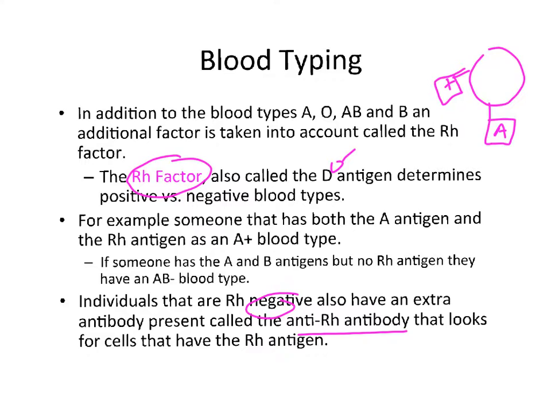And so B positive blood can't be given to a B negative person, because the negative person would attack the positive blood, but a B positive person could take B negative blood. So it's an extra factor that has to be matched up for blood donation purposes.